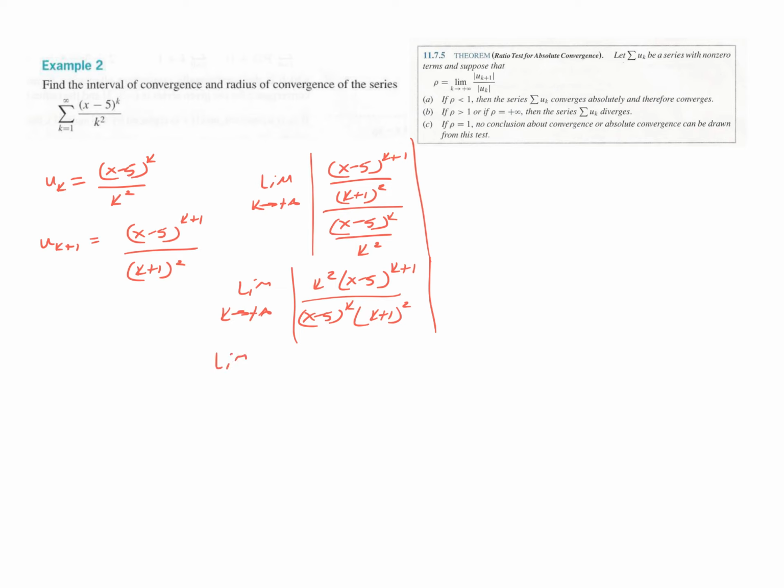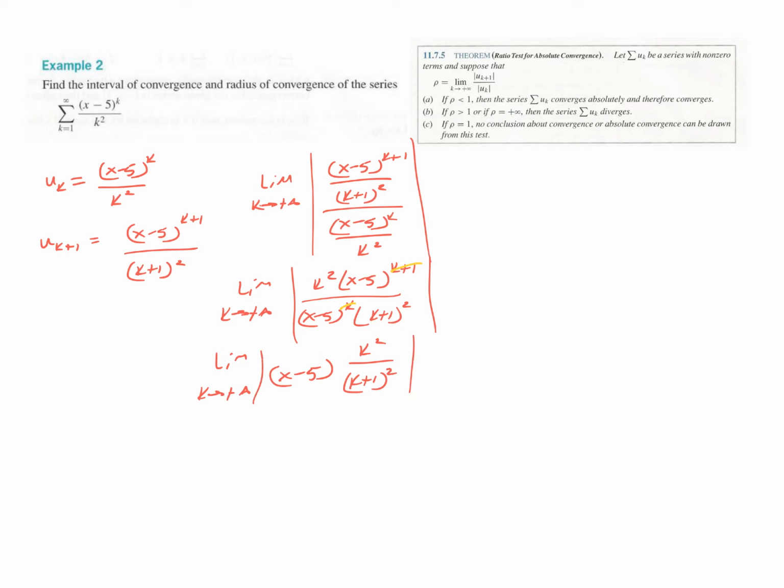So I get limit, k goes to positive infinity. I'm going to bring this out, right? I'll do this in yellow. I get rid of this and this. That would give me what? X minus 5 out in front, and then k squared over k plus 1. Quantity squared, and we are still absolute valuing.